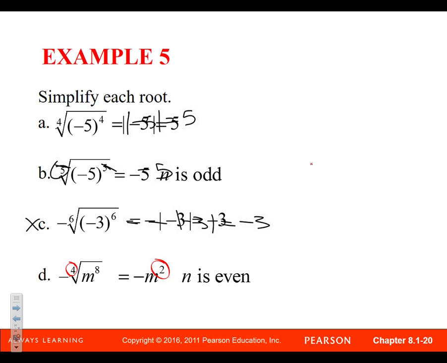Power over root, guys. What's the power of this m? 8. What is the root of it? 4. What's 8 divided by 4? 2. Okay? You guys remember that power over root rule? Good. If you don't, you know it now. Power over root.